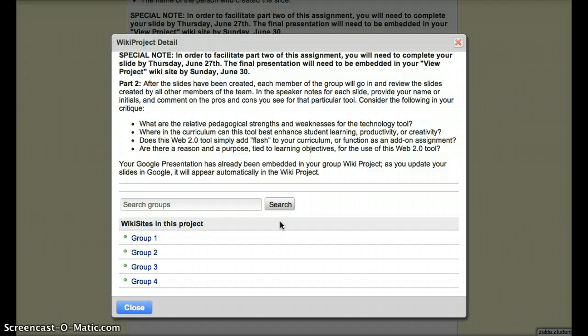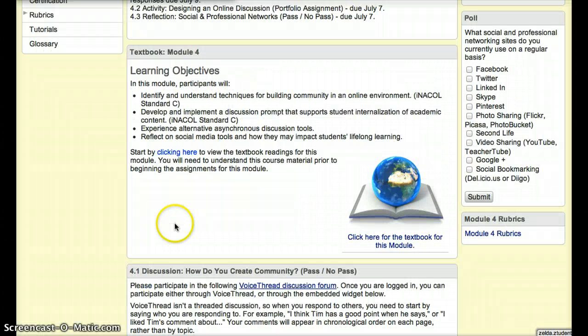By the end of the day Sunday, you are also to comment in the notes section of your group member slides, providing your opinion of the relative strengths and weaknesses of the tools selected.